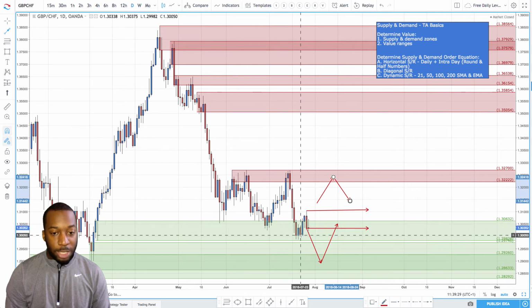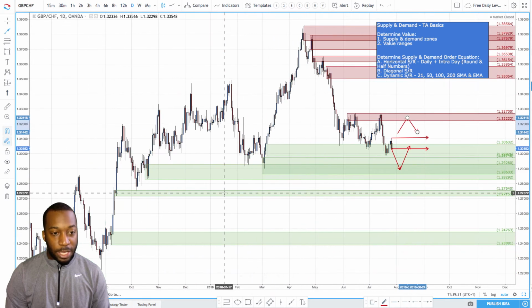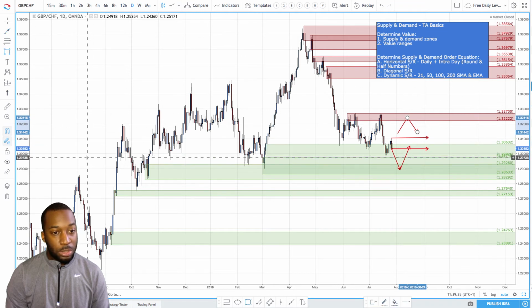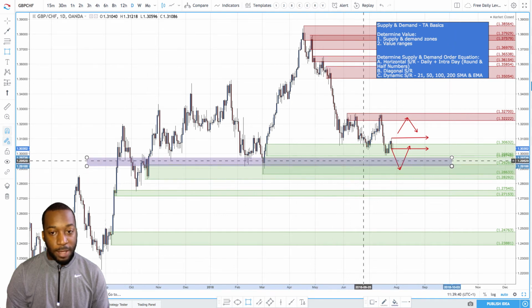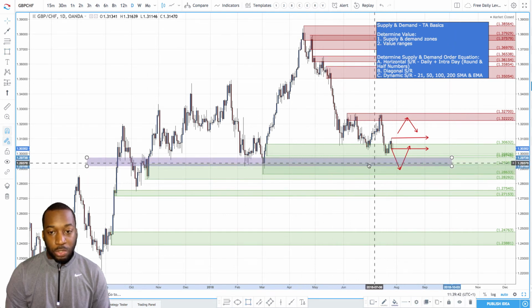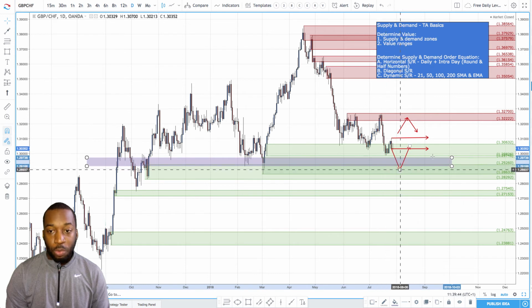If you're looking to get long, anywhere around these areas right here, and again, just look for potential, got a bit of a level right there when it comes to some horizontal support and resistance.